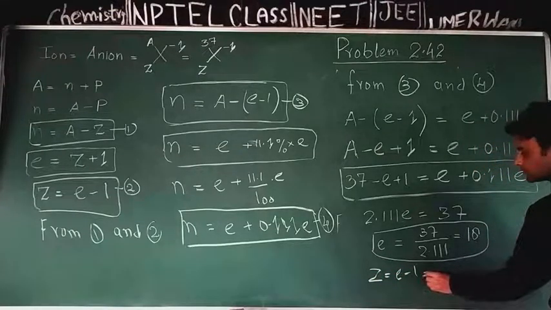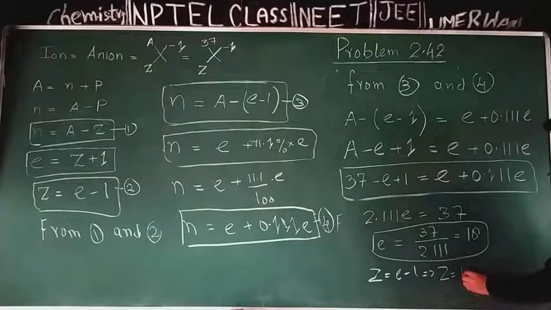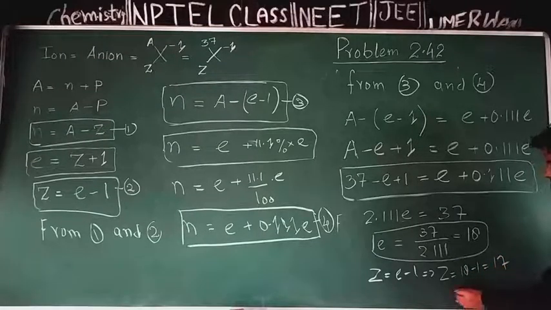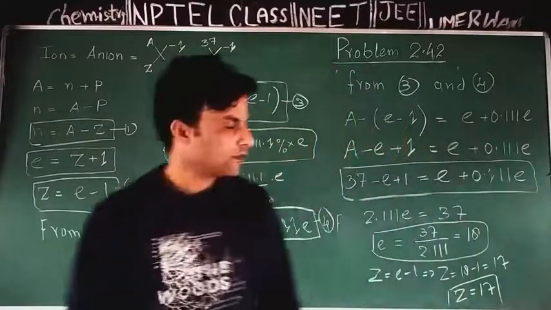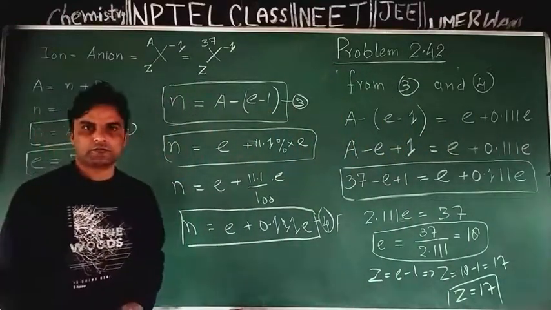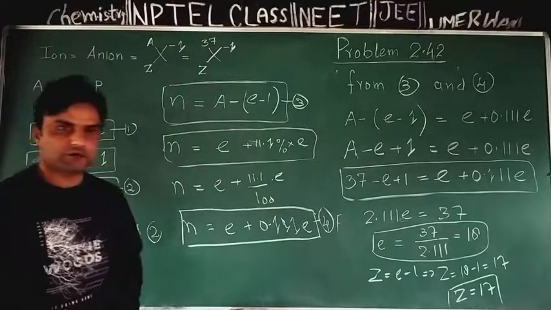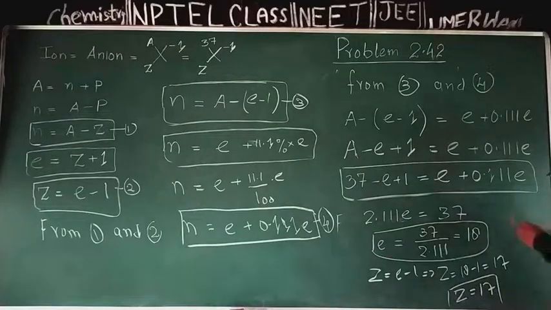Now I will substitute E. Z will be equal to 18 minus 1. It will come equal to 17. I got the atomic number, Z is equal to 17. Now what is this atomic number? It is the number of protons in the nucleus of this ion. And it represents the atomic number, which is a fundamental property of an element. And in the periodic table there is only one element with atomic number 17, that is chlorine.